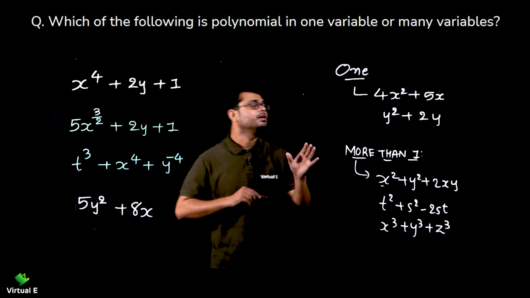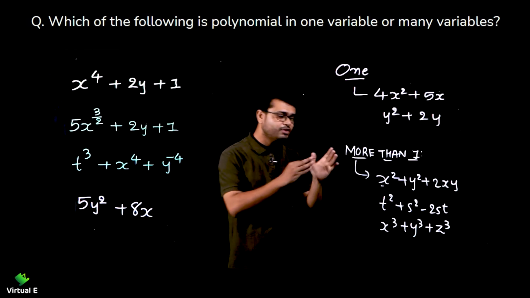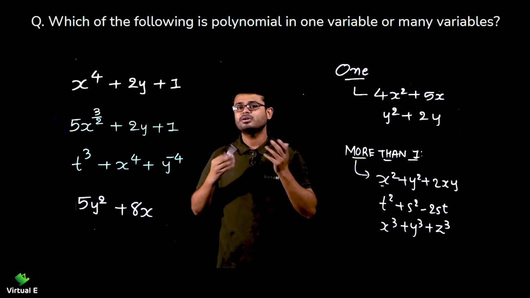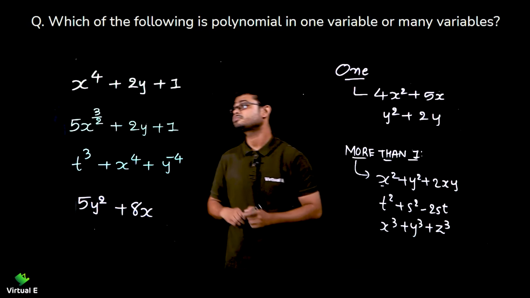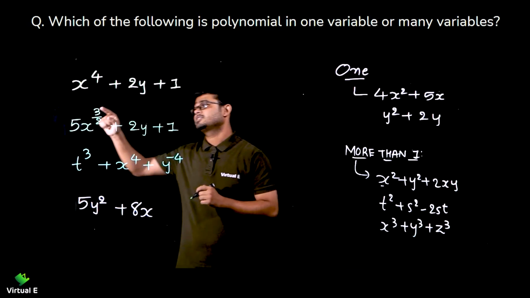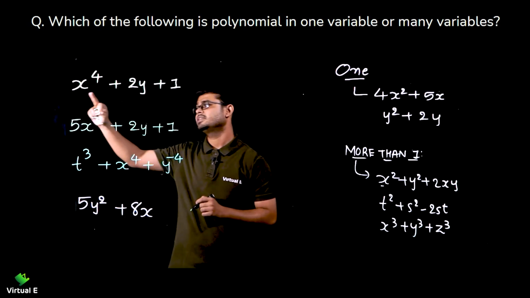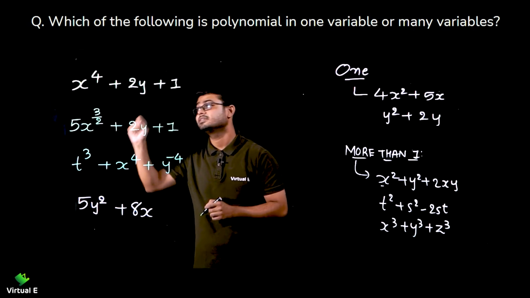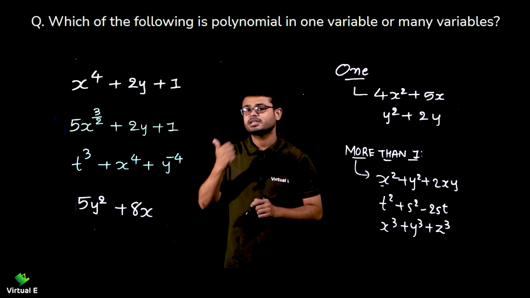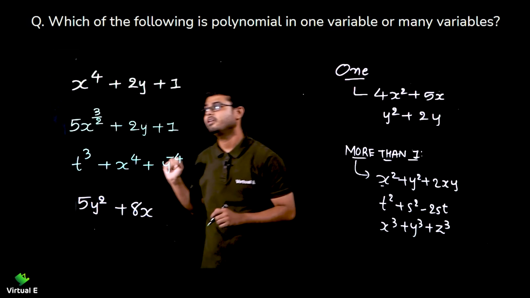In this chapter we are going to limit our discussion to one variable only. But we need to identify whether it is one variable or two variables, just a basic idea. Let's solve a few questions. First of all, x raised to 4 plus 2y plus 1. Now see, there are two variables, x and y, and at the same time you need to check whether it is a polynomial or not. What is the condition? Non-negative integer power of the variable.